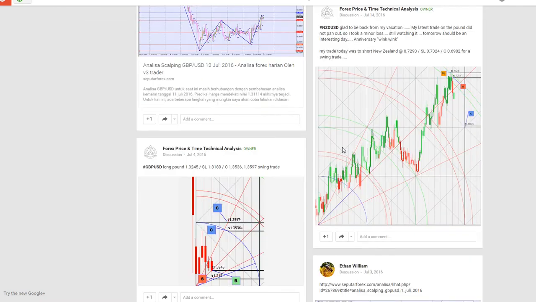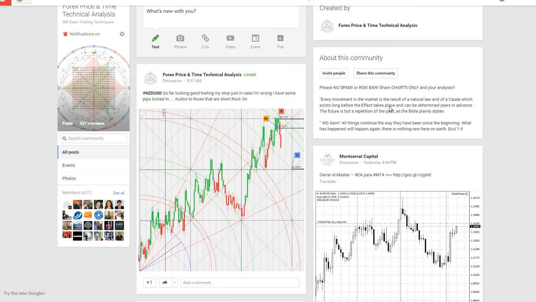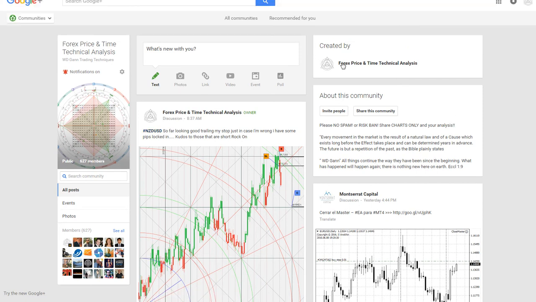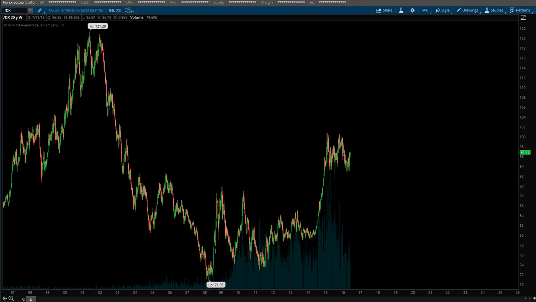The pound, my latest trade is the New Zealand dollar. I'm short. From these levels up here, target would be all the way down here, but you could click on it and check it out on your time, but I just want to give you a heads up on that. So let's go to the dollar.